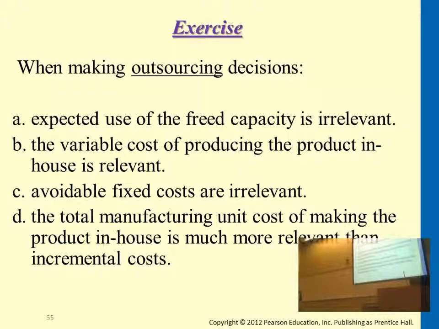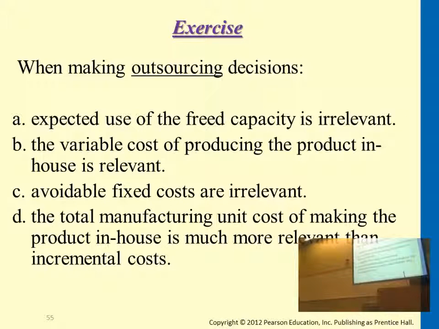Okay, now when making outsourcing decisions, which one seems important here? What is relevant? Well, B. Seems like a majority agrees on B, right? Variable cost of producing the product in-house is relevant. That's relevant. So what's the problem with A?